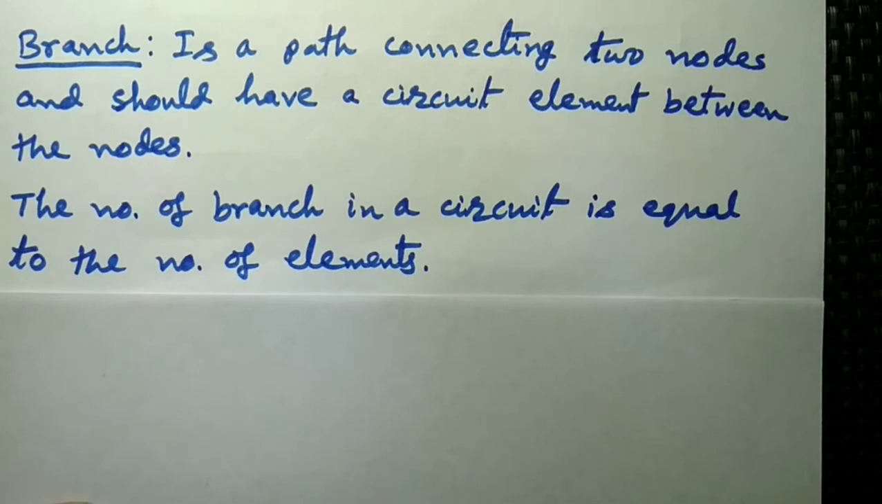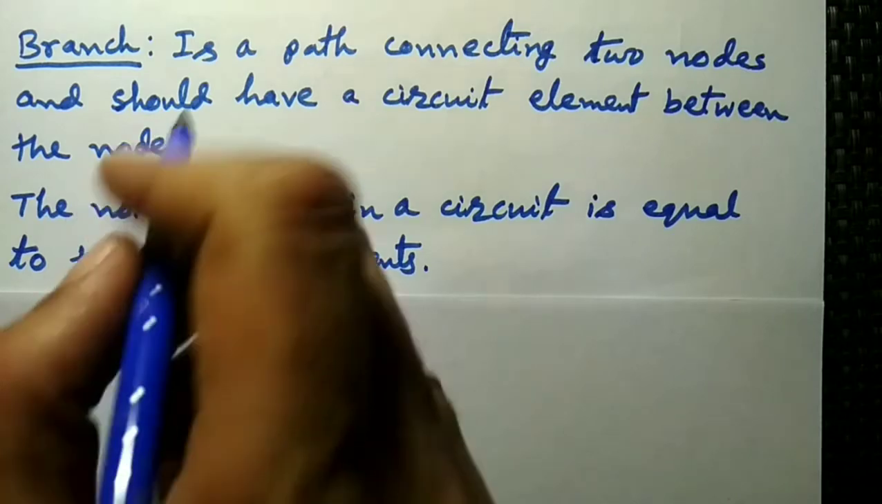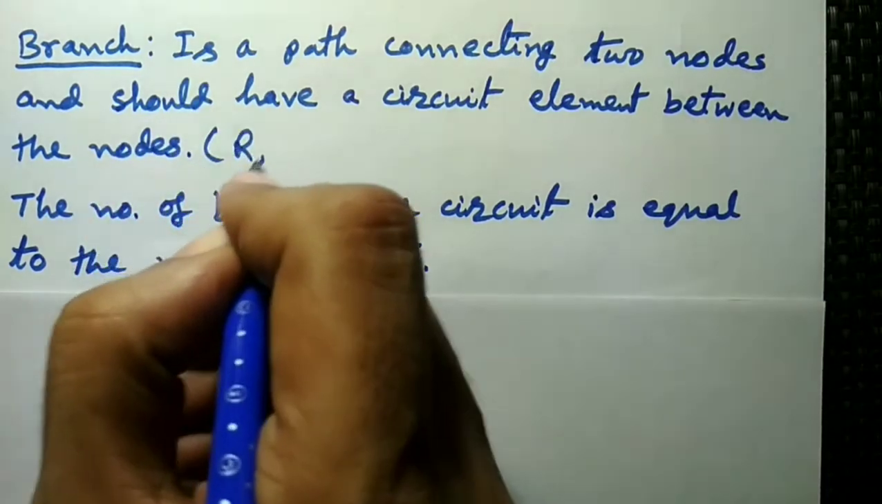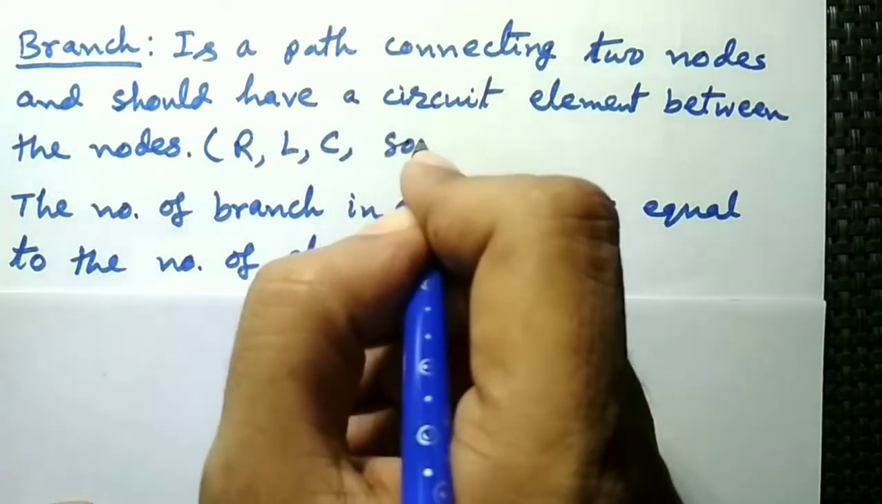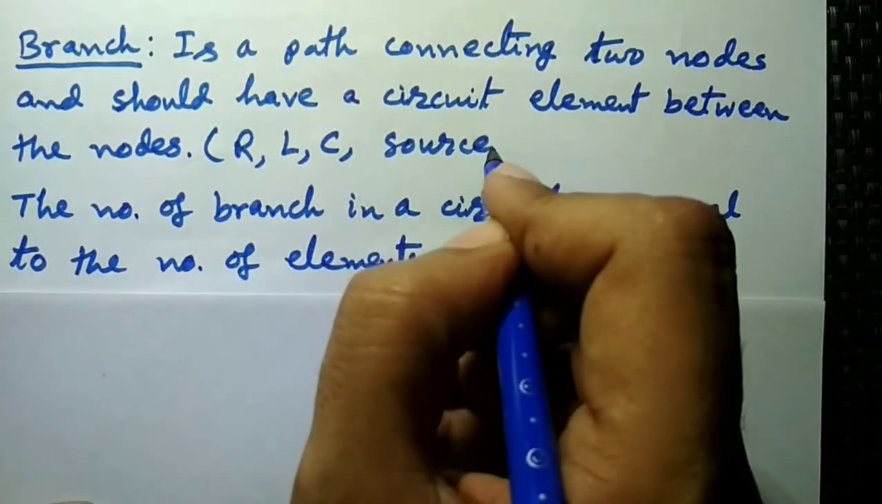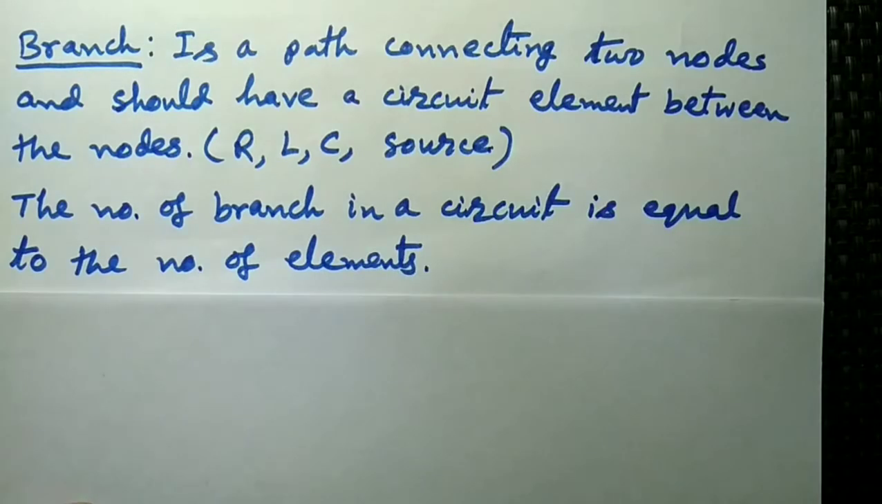The next definition is the branch. A branch is a path connecting two nodes and should have a circuit element between the nodes. The circuit elements may be a resistor, inductor, capacitor, or energy sources, either a voltage source or a current source. It can also be considered that the number of branches in a circuit is equal to the number of elements present in the circuit.